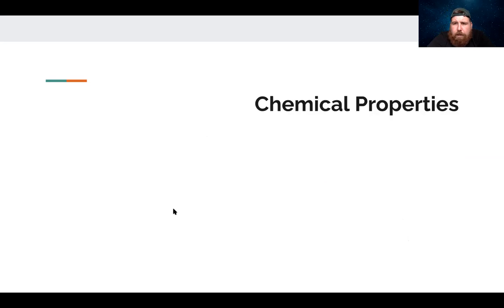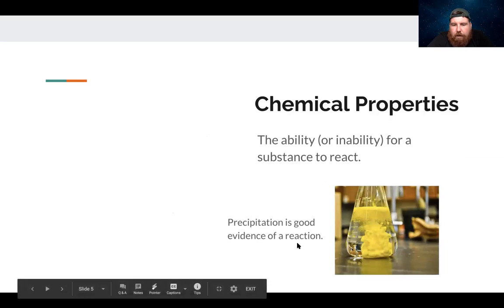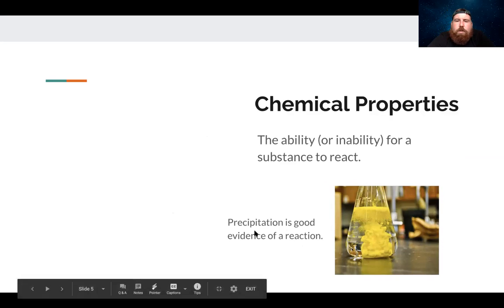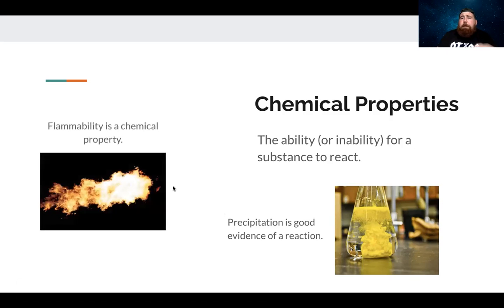Next, we have chemical properties. These are going to be referring to the ability for a substance to react. Basically, how good it is at chemically reacting with something else. A good example of a reaction would be a precipitation reaction. The word precipitate refers to a solid forming when two solutions mix. So if you form a precipitate, that is evidence of a chemical reaction. Flammability and burning is also an example of a chemical reaction.